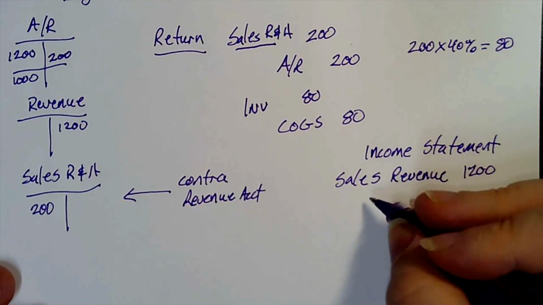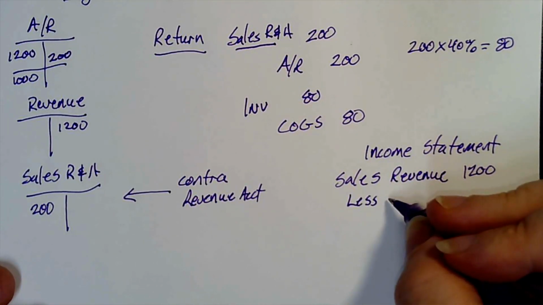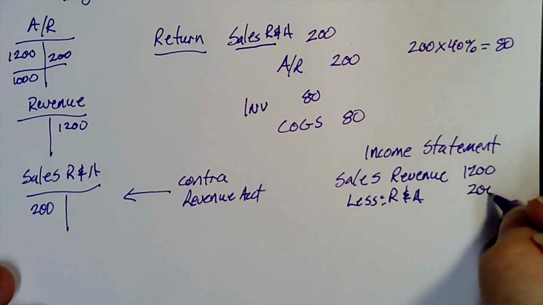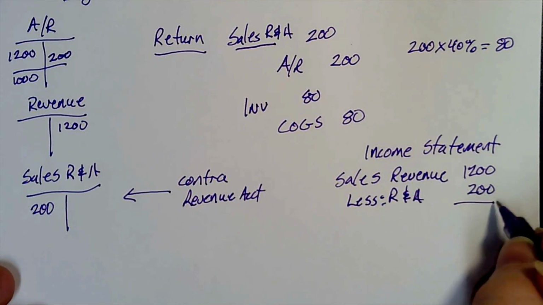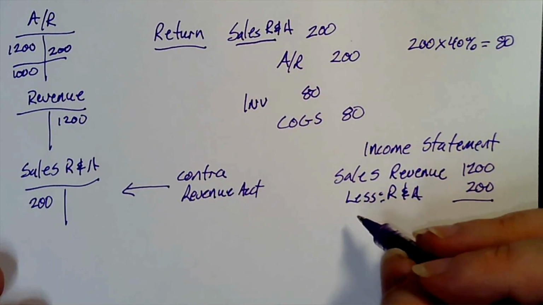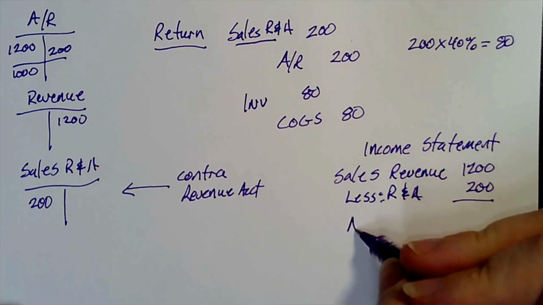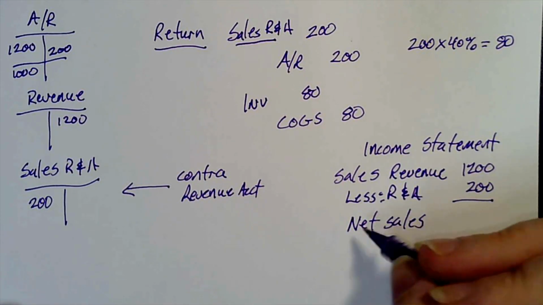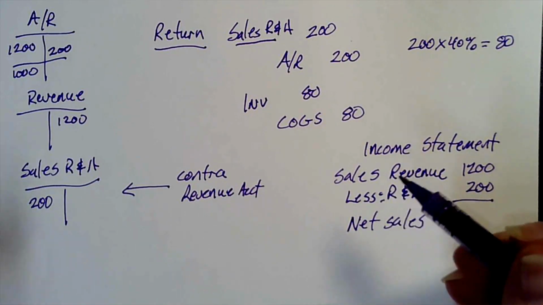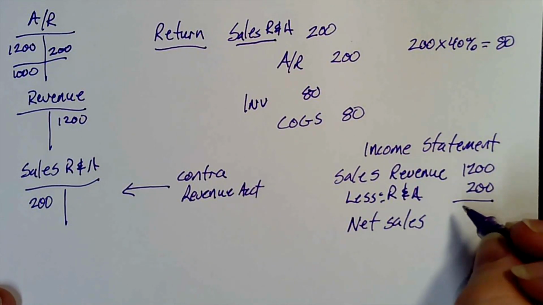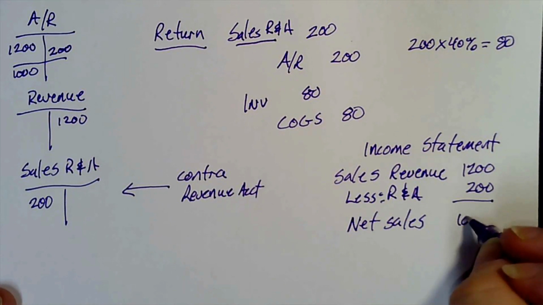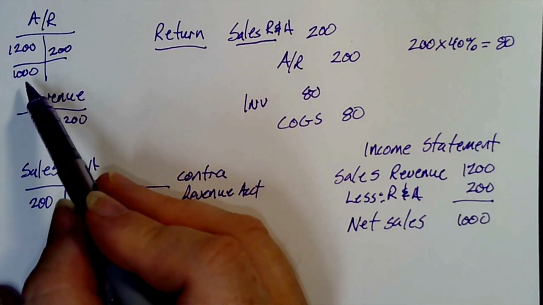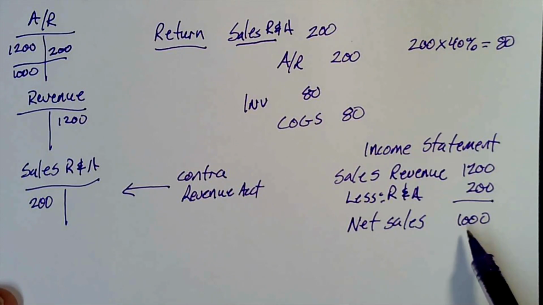$1,200 less returns and allowances of 200, and now we're going to have a new calculation, a new title. We call this net sales. And remember, whenever we're using the word net, we're basically offsetting a positive and a negative. So here, net sales is 1,000, which matches the AR, right? We're hoping to get paid 1,000 because we sold 1,000.